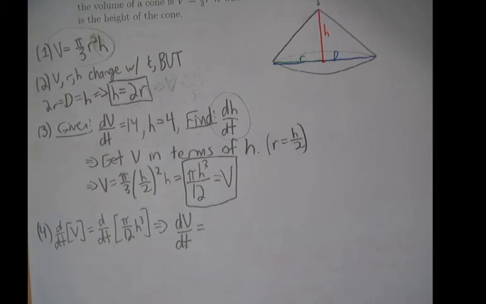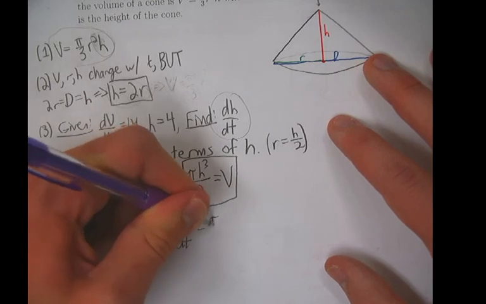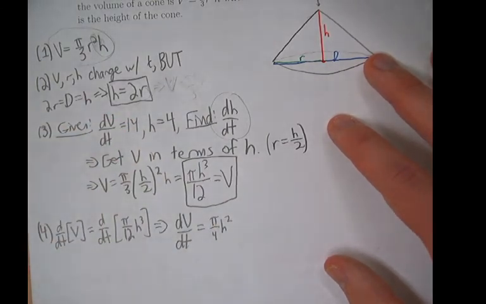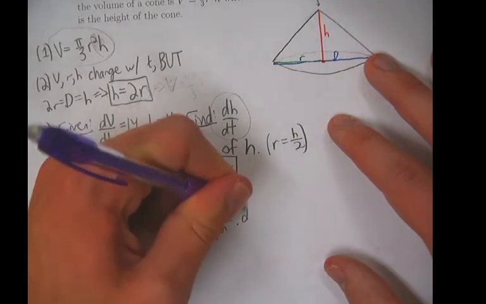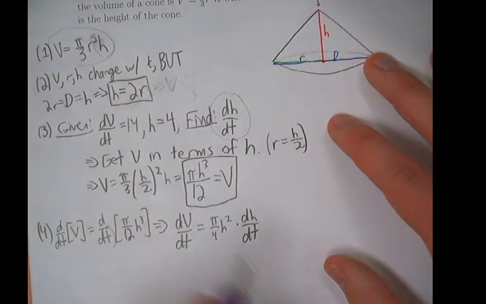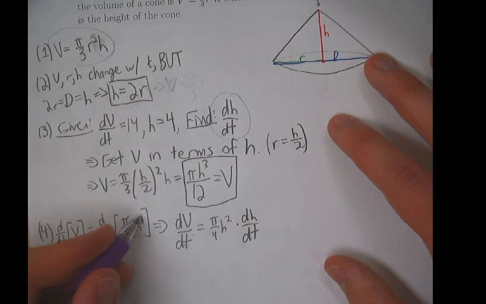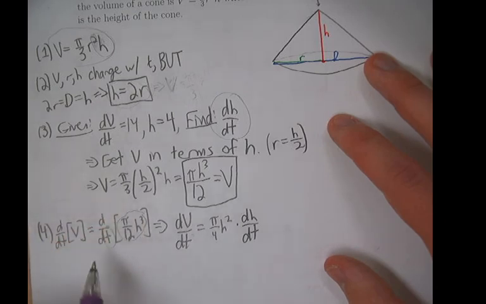Would it be 1/4 pi H squared? Yep. So in this case, you'd have pi over 4 H squared times, remember you're differentiating with respect to time t here, dH/dt. Yep, times dH/dt, right? Because this is basically harkening back to our earlier lessons, where we differentiate like we normally do, but because of the chain rule, you have to multiply in dH/dt.